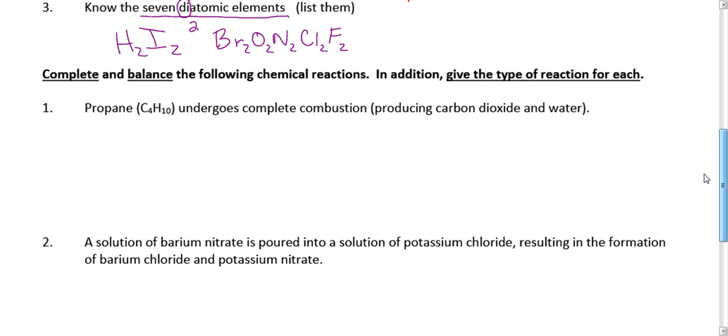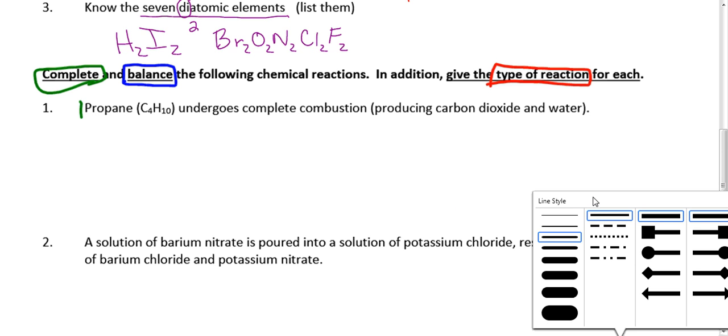Okay. Now, for the rest of these, we're going to use those resources to help us do 3 different things. First of all, we're going to complete the chemical reaction. We'll actually write out what it looks like. Then we are going to balance that chemical reaction if it will happen. And then at the end, we will label what type of reaction that reaction is. So we have 3 different things that we're going to be looking at. And we'll follow that color coding so that you understand each different step.